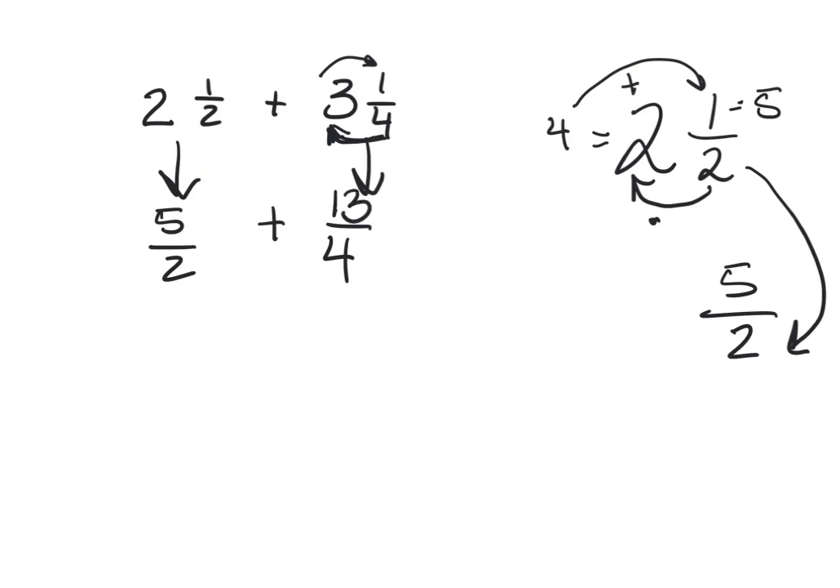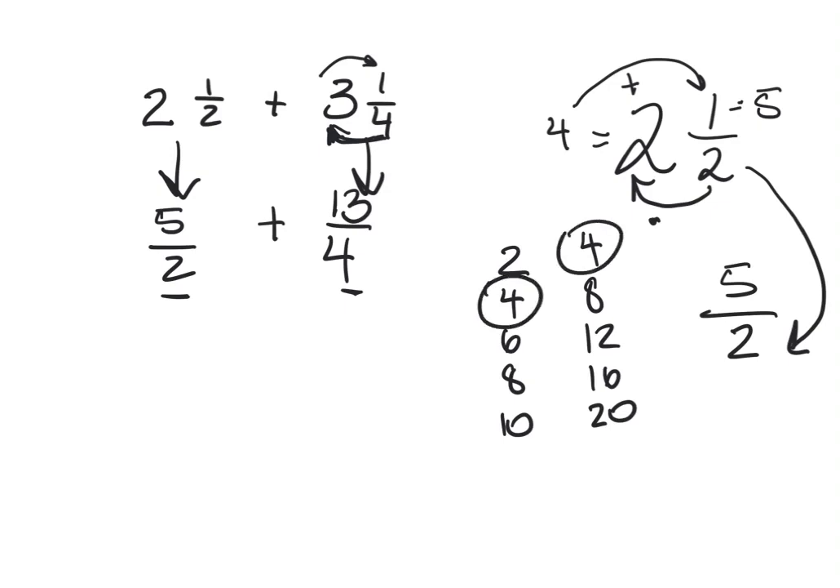Then we need to find a common denominator. We need to find which number 2 and 4 become. So if we do our times tables, 2, 4, 6, 8, 10, and 4, 8, 12, 16, 20, we know that both can become a 4. Well, it's kind of nice. This one over here is already 13 over 4.